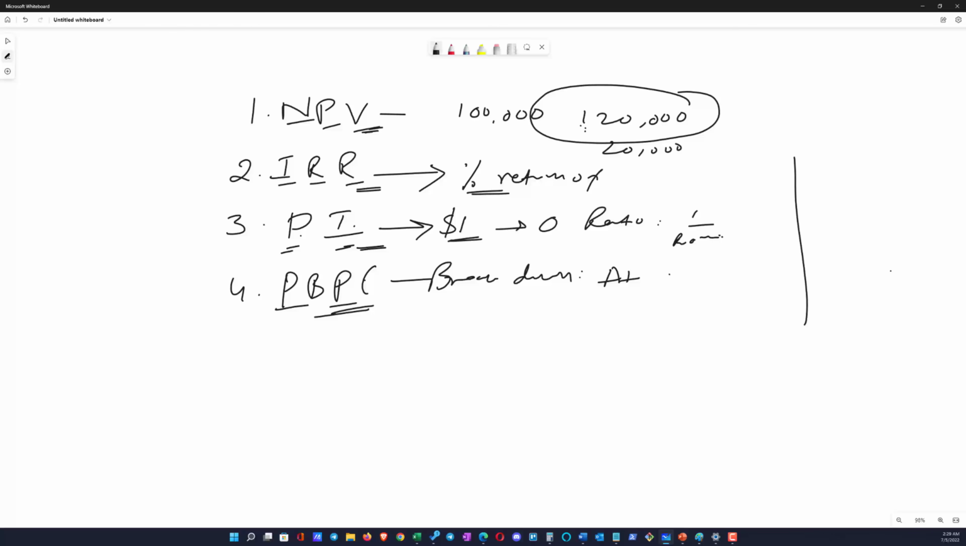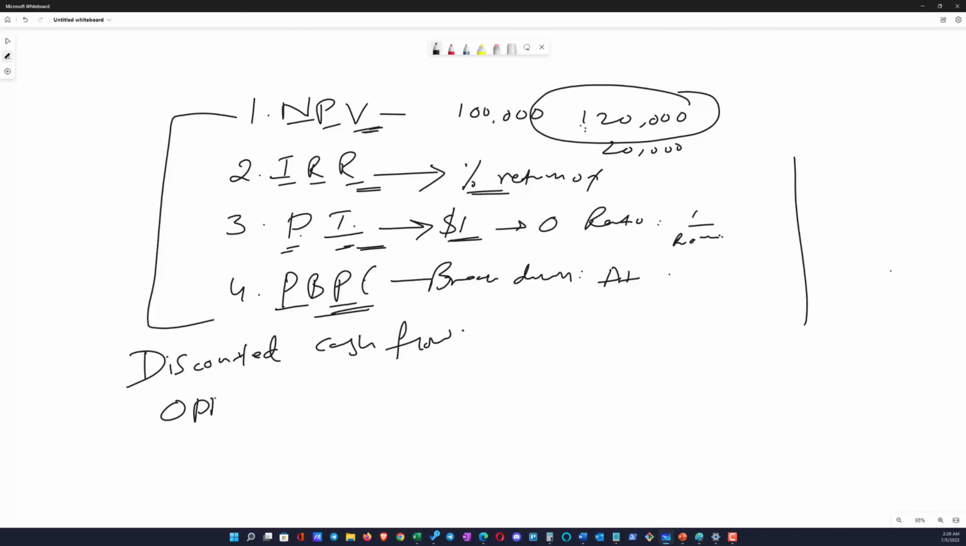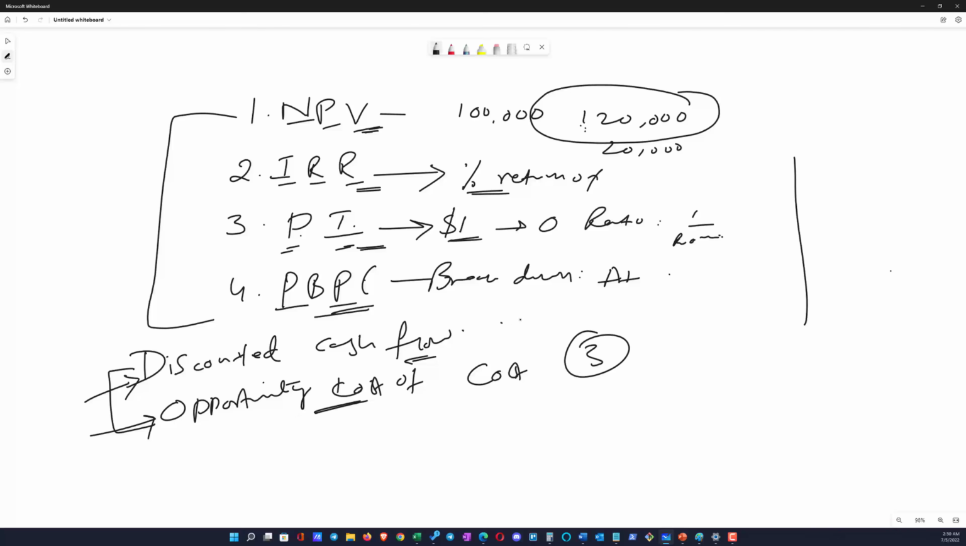So now that you know these four terms, there are two more important terms that you need to understand. One is called discounted cash flow. You might have heard this. In other terms, it is also called opportunity cost. If you have been taking examinations, you would get to see either one of these two. Mostly it is called discounted cash flow, and sometimes it is called opportunity cost. Some people just write it as cost of capital. Cost of capital, discounted cash flow, or opportunity cost are three different terms but they mean one and the same.